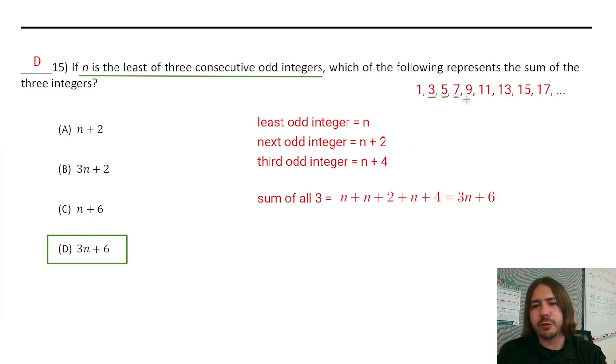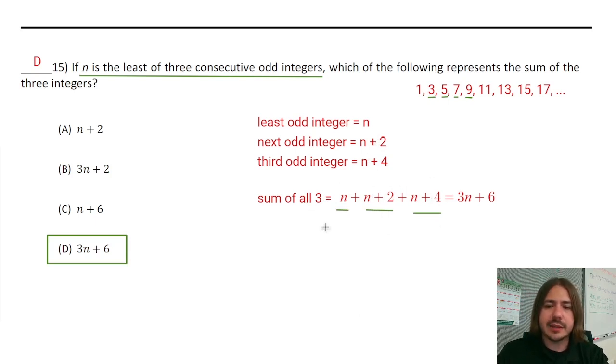If it asked for the fourth one, you'd have n plus 6, right? 3 plus 6 is 9. 3 plus 8 is 11, and so on and so forth. So if we have these 3 integers, n, n plus 2, and n plus 4, and we're looking for the sum of those integers, we need to add them up. Whenever we see the word sum, that's the answer to an addition problem.